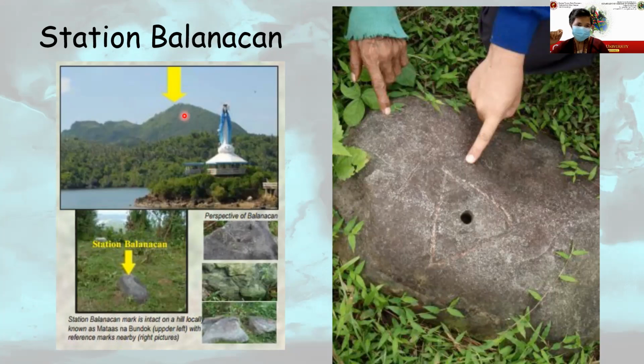Okay? So it is located on this mountain here. Station Balanacan is situated on the hill known as the Mataas na Bundok. We have the location here, with a reference mark nearby in this picture. So this is the perspective picture of the Balanacan. It's just a single rock. So this is Station Balanacan.